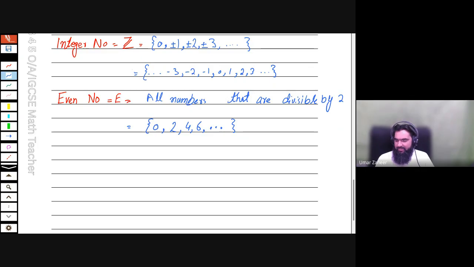Now we have odd numbers. Yes, can anyone tell me which numbers are known as odd numbers?